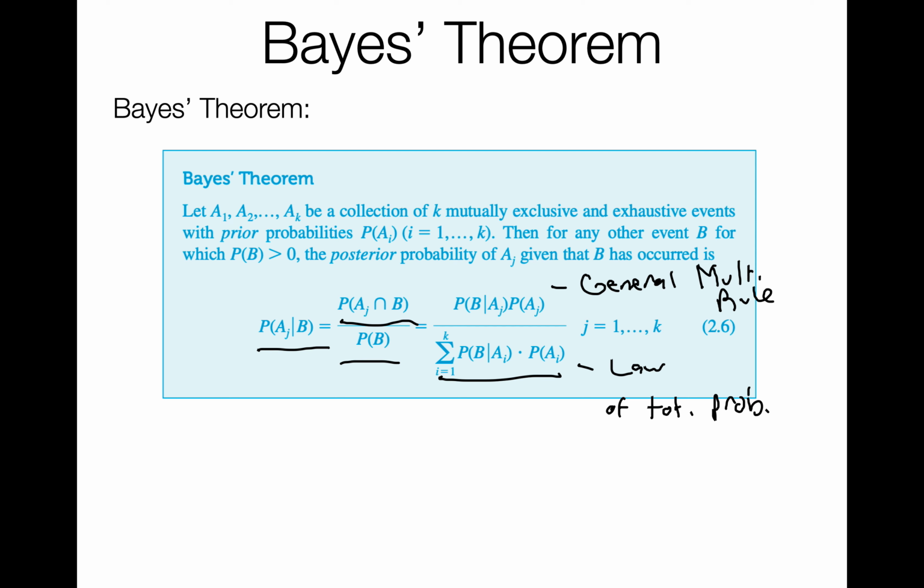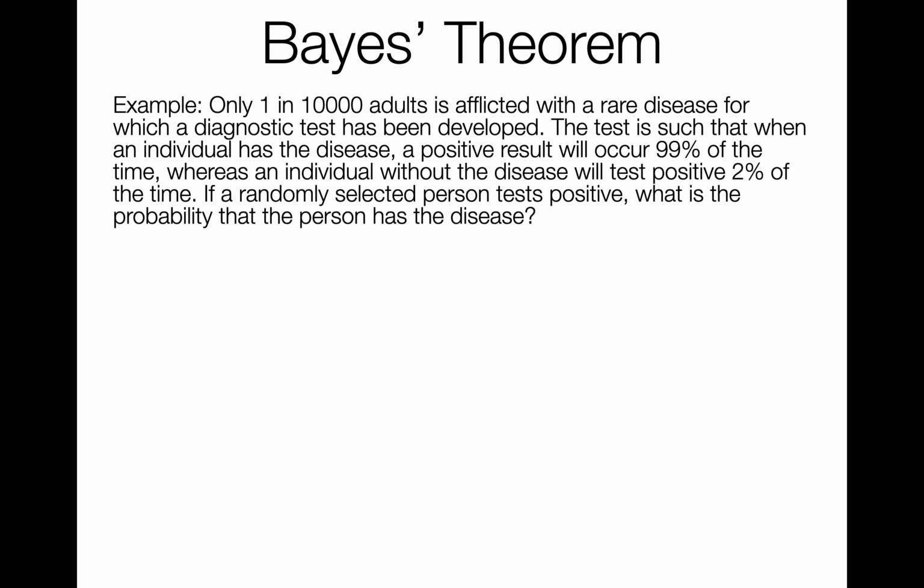And what Bayes' theorem does, and why it's so important, is that it, in a sense, reverses the conditioning. I start with knowing the probability that B occurs given A, and by the end, I can flip that conditioning back to A given B. That's incredibly powerful in certain circumstances. All right, so that's Bayes' theorem. Let's go through an example.